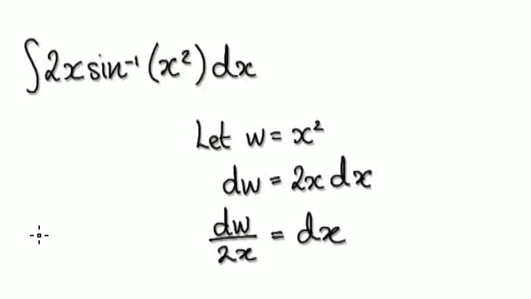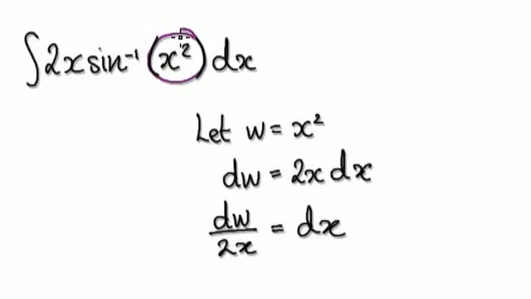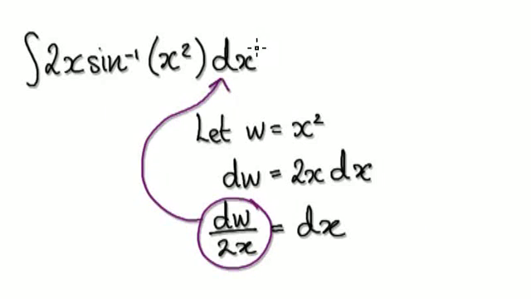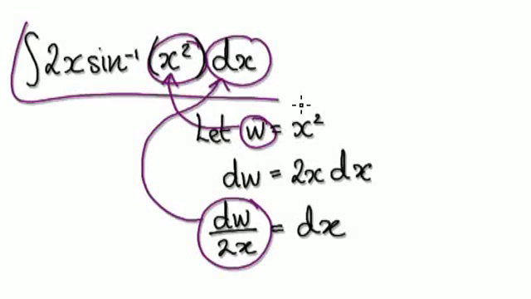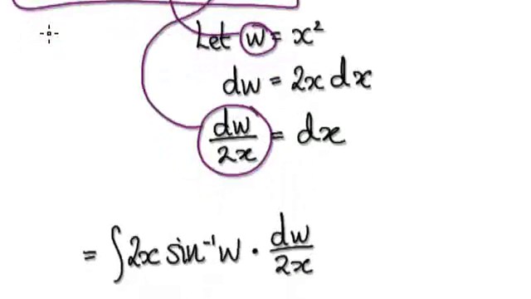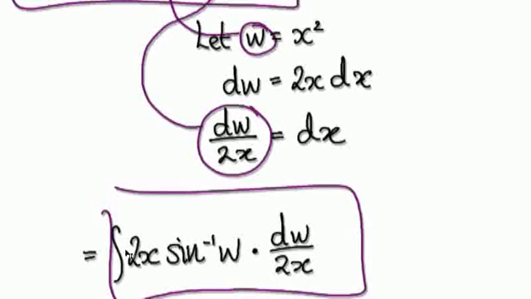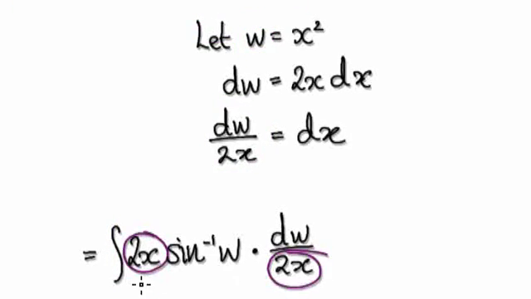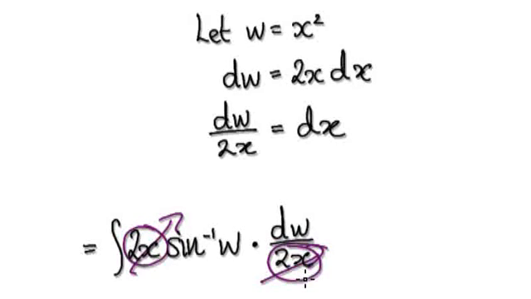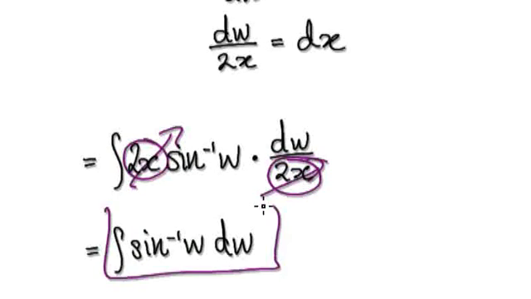Okay, so to do this, let W be this thing here. So let W be x squared. So if W equals x squared, then dW equals this. Divide both sides by 2x, that will then give you this. So dx equals this thing here. So we can put this into the dx, and we can put the W here into here. Then this whole thing here will take us to here. So now these two will cancel out, leaving us with this. So now it's just a matter of integrating this.